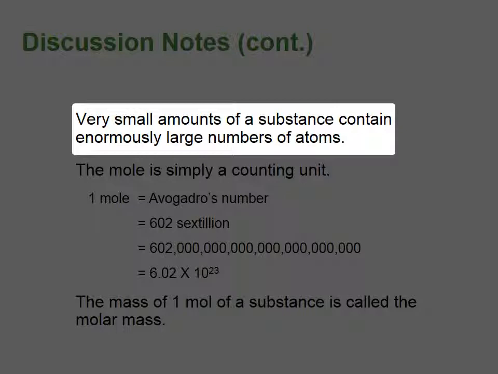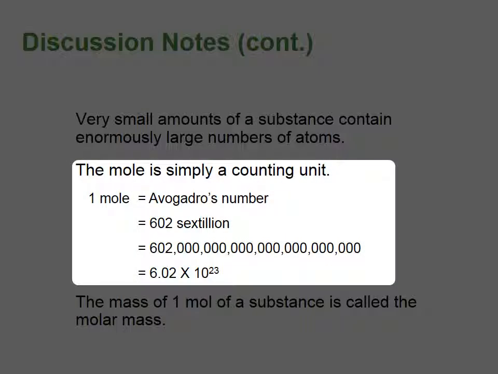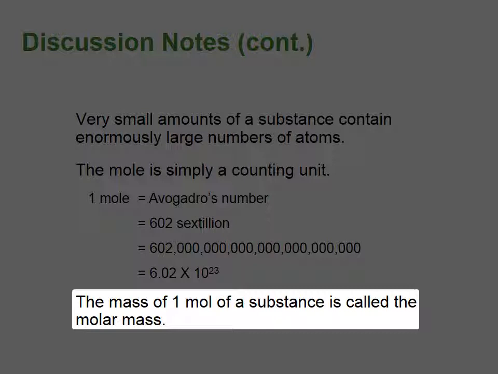So chemists use a unit called the mole. 1 mole is equal to 602 sextillion objects. 1 mole is also referred to as Avogadro's number. The mole is simply a counting unit. Just as 1 dozen is always equal to 12 objects, 1 mole is always equal to 6.02 times 10 to the 23rd objects. The mass of 1 mole of a substance is called the molar mass.